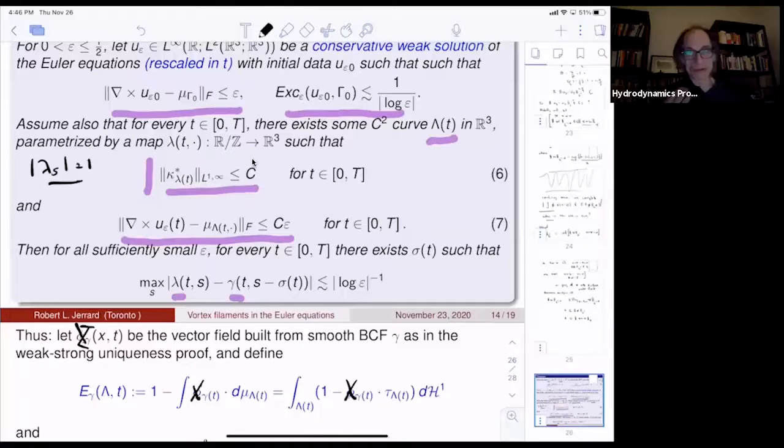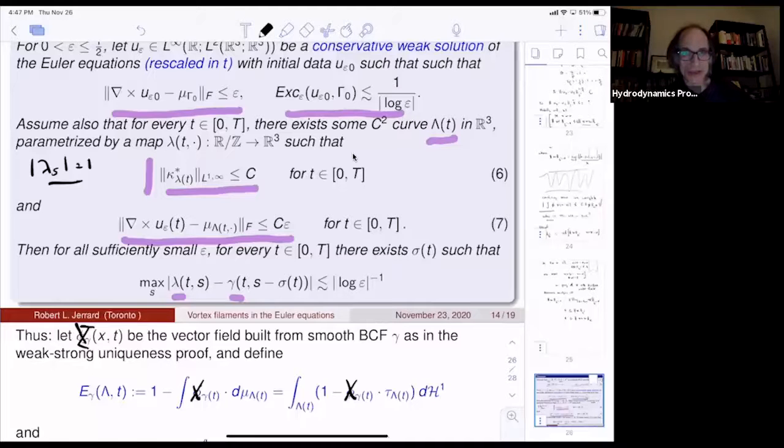Okay, and so I define E sub little gamma of lambda to be the same thing that appeared in the weak-strong uniqueness proof. So it's the sort of excess of the rough curve lambda with respect to the smooth curve gamma. And it's measured by taking this vector field, built out of the smooth curve gamma, and integrating it over the rough curve lambda. And we saw that this measures a kind of geometric H^1 norm of the rough curve with respect to the smooth curve. Okay, so that's one thing.